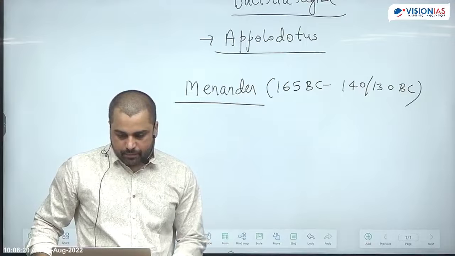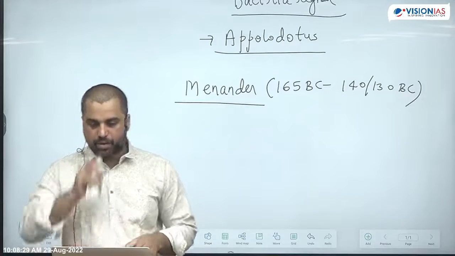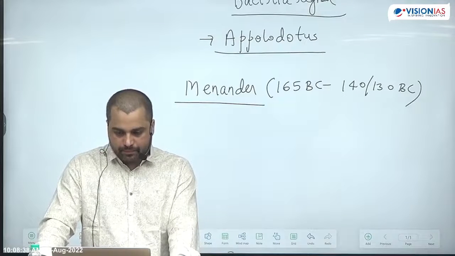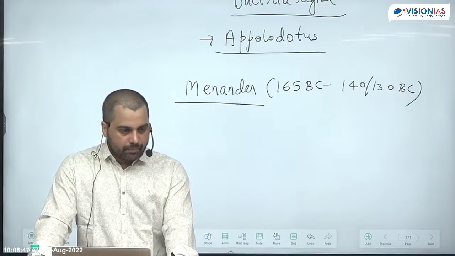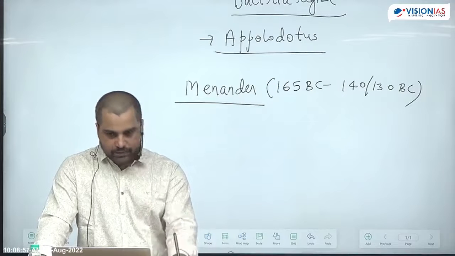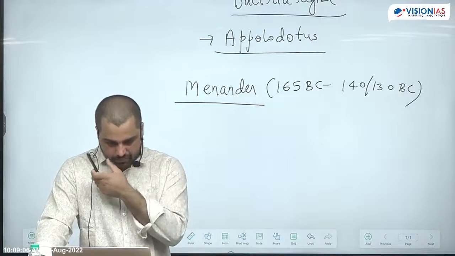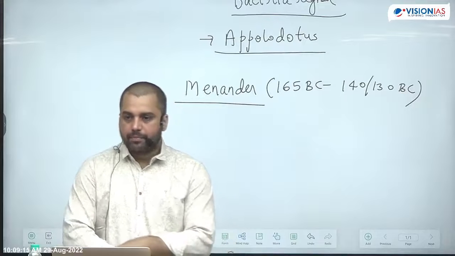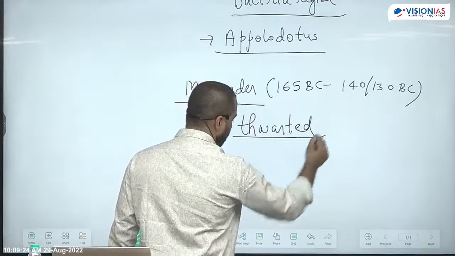Menander was king of Bactria. However, his empire extended to the entire region of Punjab. He tried to capture Patliputra, but was thwarted by Shunga rulers.